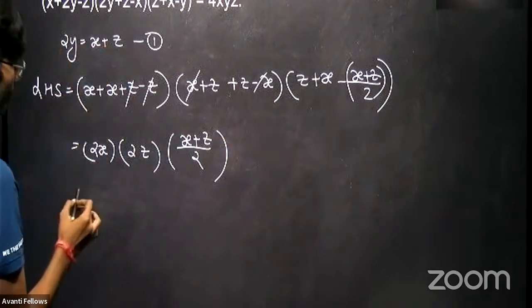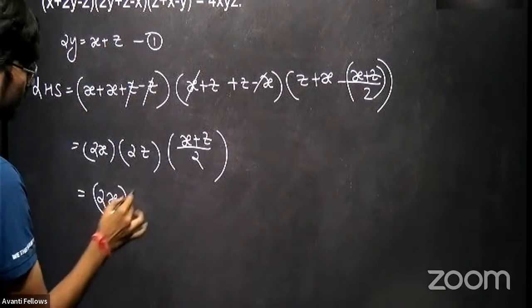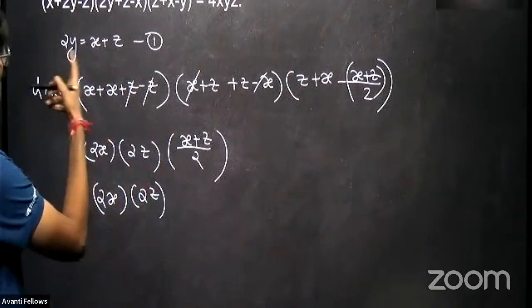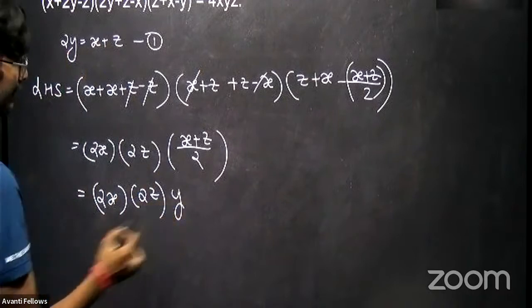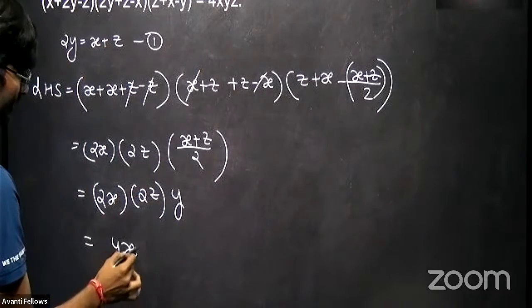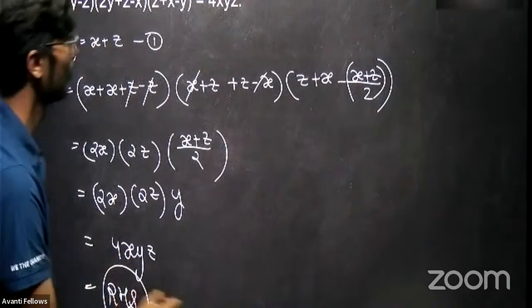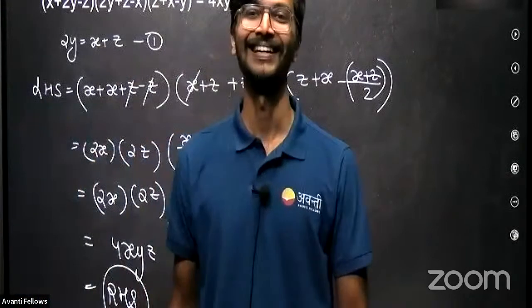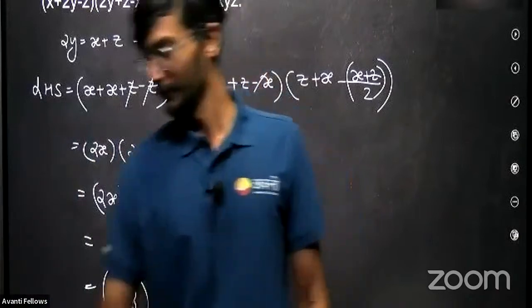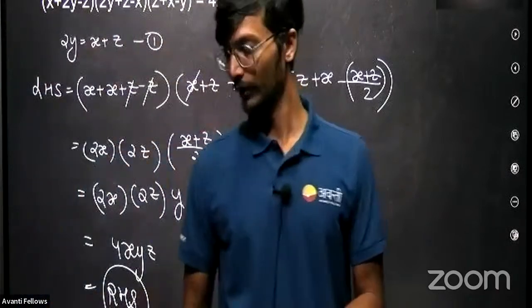So 2x, 2z. What is x plus z by 2? y. This is basically 4xyz, which is equal to RHS. Hence proved, 4xyz. Correct?